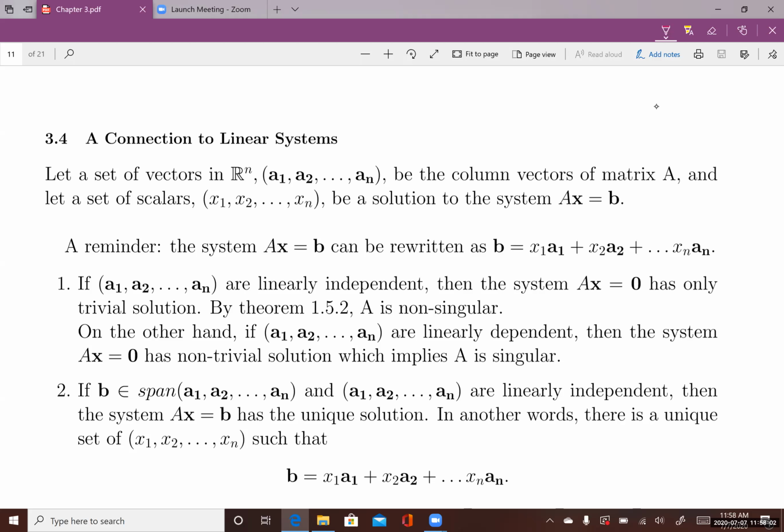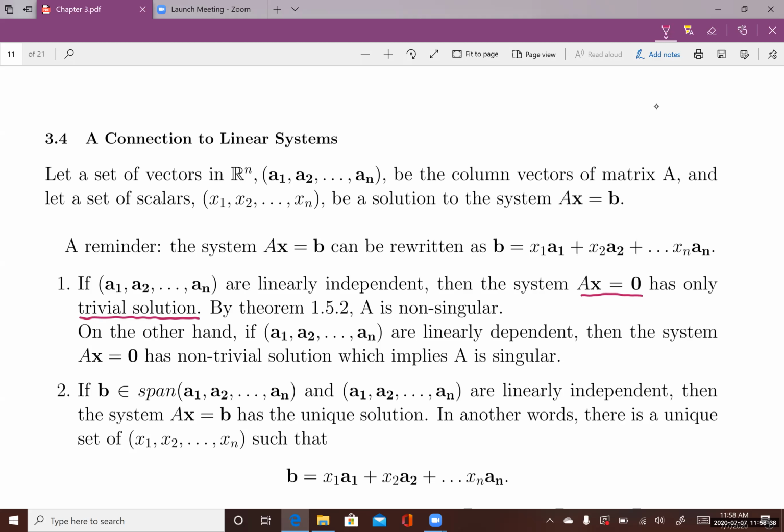Let's remind ourselves that the system Ax equals B can be rewritten as B as a linear combination of A1, A2 to An, where x1, x2 to xn are the weights. All right, so the first connection is, if the set of vectors A1, A2 to An are linearly independent, then the system Ax equals 0 has only the trivial solution, which is 0.